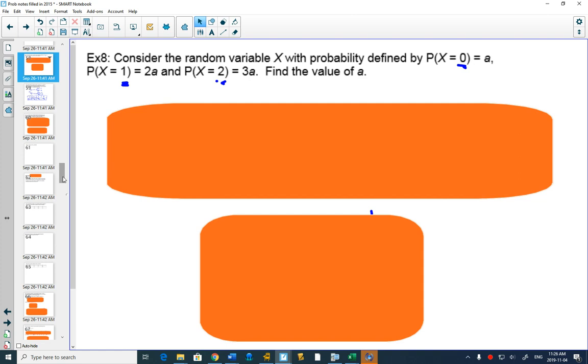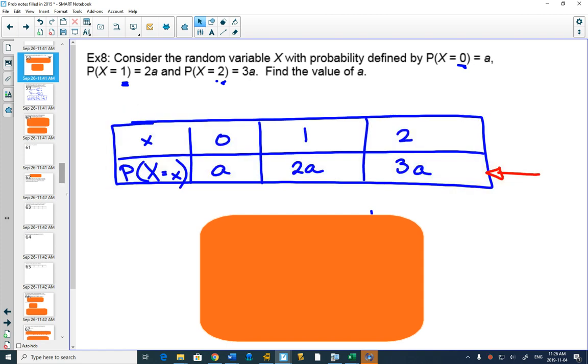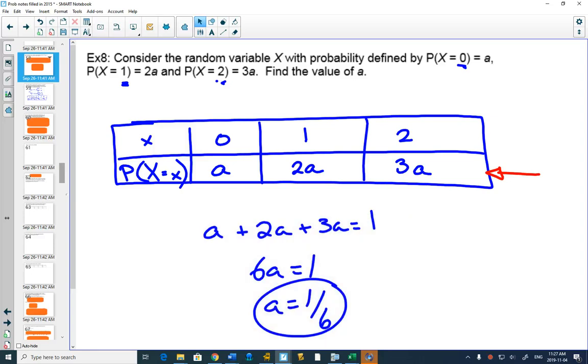If you want to check how you did on your first one, you could draw your probability distribution chart. They tell you probability of 0 is A, 1 is 2A, and 2 is 3A. So that's just a setup, taking the information from the question and putting it into your chart. What do you know about probability distribution charts? They always have to add up to 1. So A plus 2A plus 3A has to equal 1. You could solve for A.